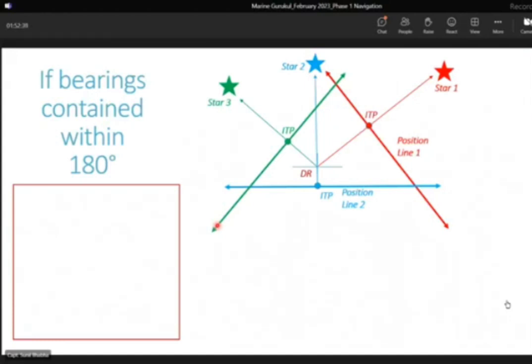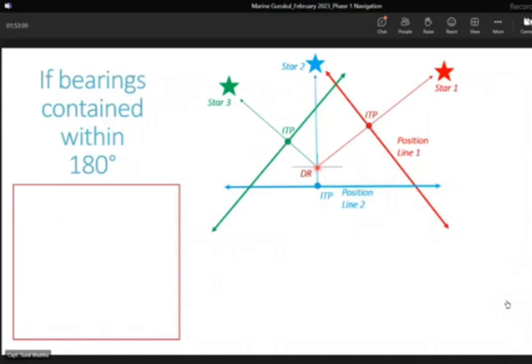Now you can easily see in this diagram that the bearing is contained within 180 degrees. The bearing spread of the three stars is contained within 180 degrees. How can we check that? Very easy to do. The method was to draw a line from the DR position in such a way that all the three celestial bodies fall on one side of that line.